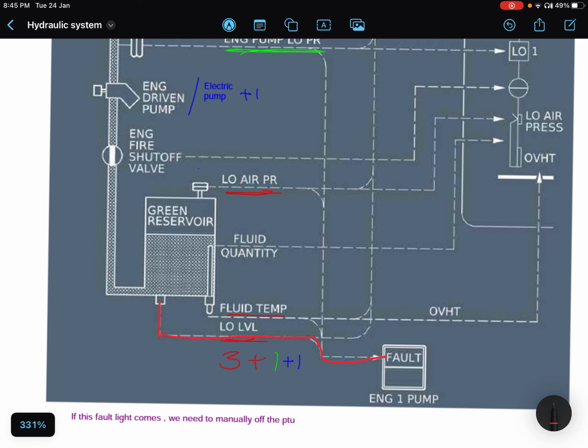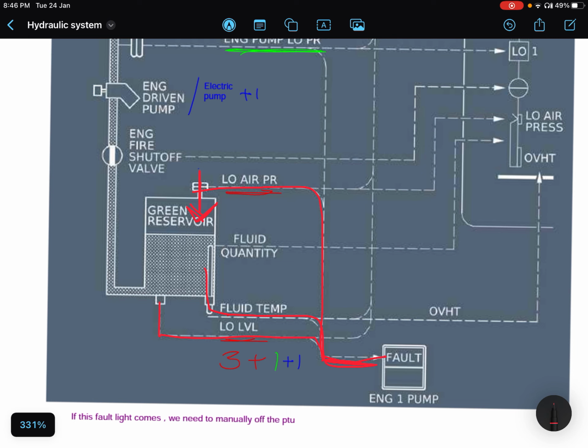Whenever fuel temperature is high, fluid temperature is high, then also this fault light comes. Engine 1 fault light. There are total 4 reasons, main reasons because of which this fault light comes. Now the third one is whenever there is low air pressure, bleed is not enough to pressurize these reservoirs, then also this fault light comes.